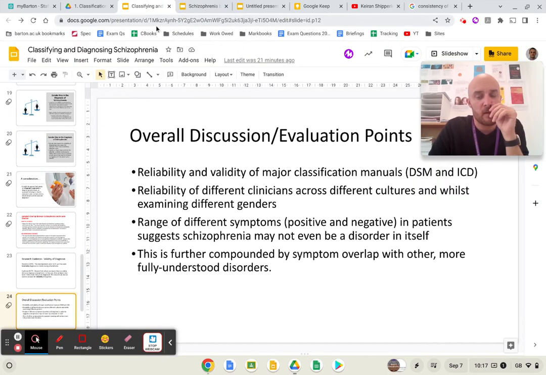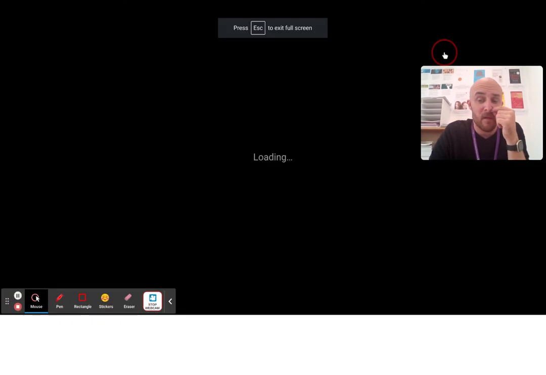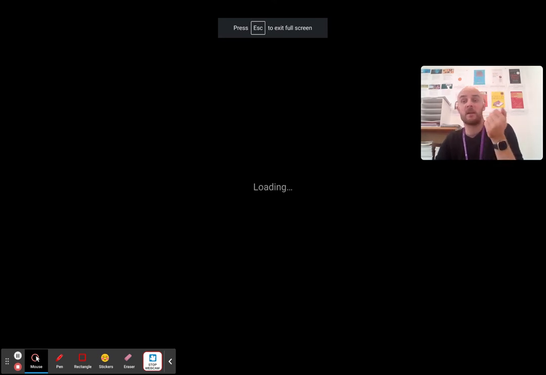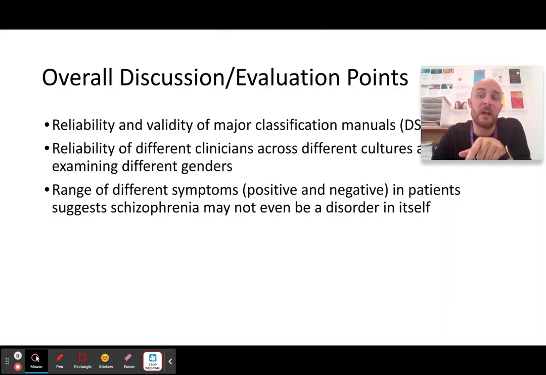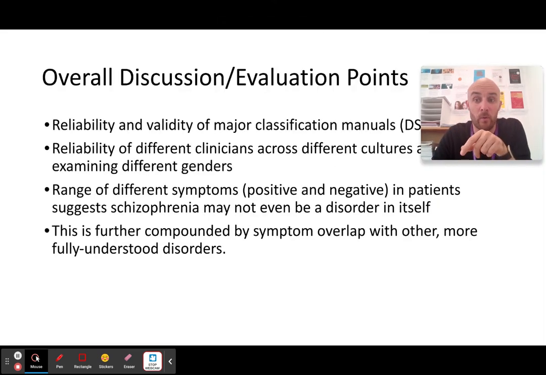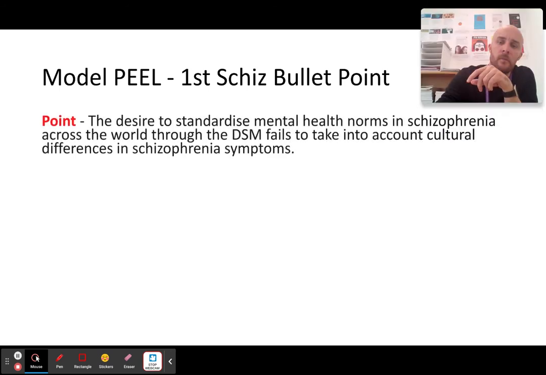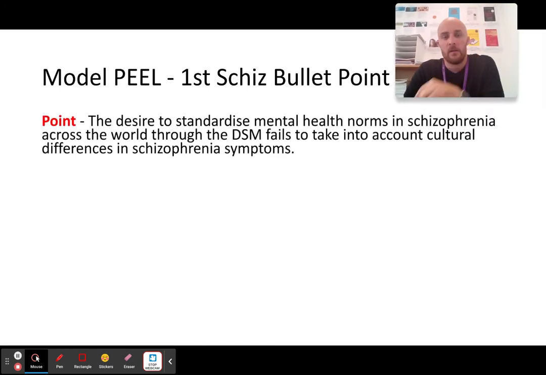Anyway, sorry. The tough part of this is going to be the AO3. So what I've done, and please make a note of this, is I've written a couple of model answers, which I'm actually going to go through because I think they are quite important here. So the first one here, the desire to standardize mental health norms in schizophrenia across the world through the DSM fails to take into account cultural differences in schizophrenia symptoms. That's my point. Now, what I need to do is evidence this.